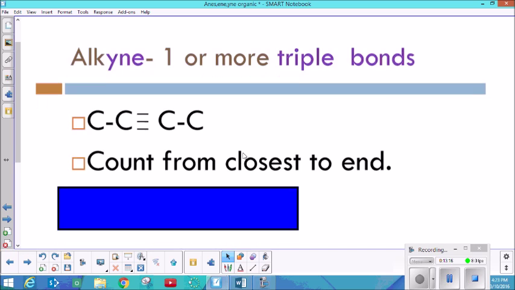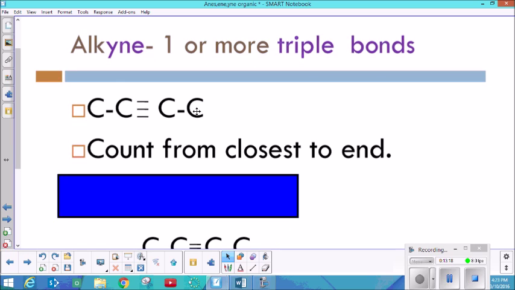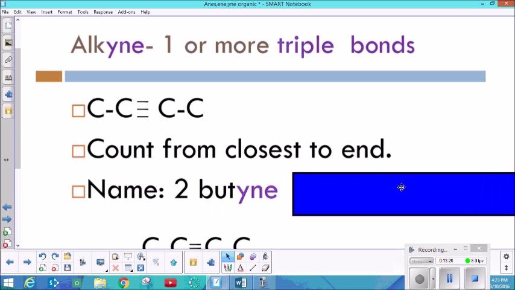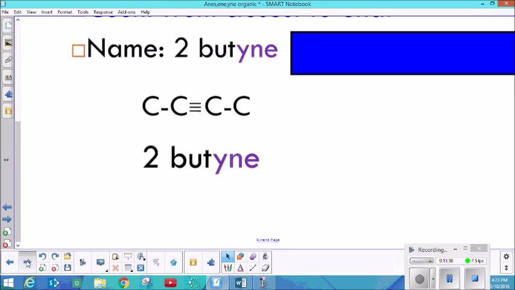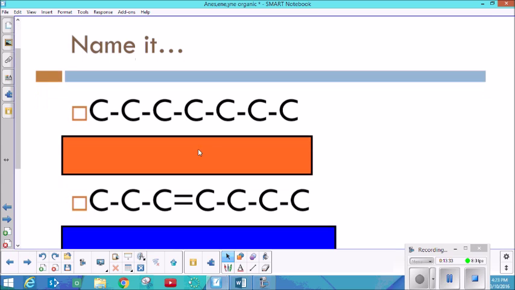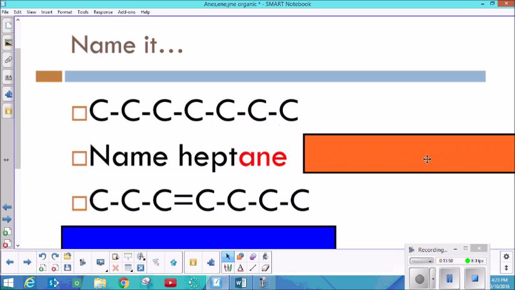Count from the closest end. So 1, 2. Well, if I count from this direction, 1, 2. So either way, this compound is 2-butyne. Next: 1, 2, 3, 4, 5, 6, 7. 7 is hept-. Each one of these only has single bonds. So that would be hept- and single bonds, -ane, heptane.